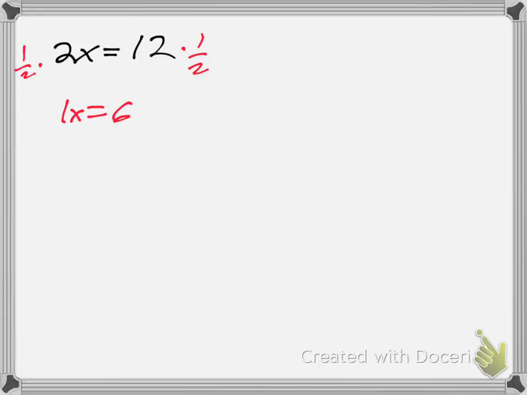Does that only work when you have a half though? No, it could be if that was 3x equals 12, multiply by 1/3. So you're saying basically just multiply by the inverse. Okay, wait, can I put a number up there then?